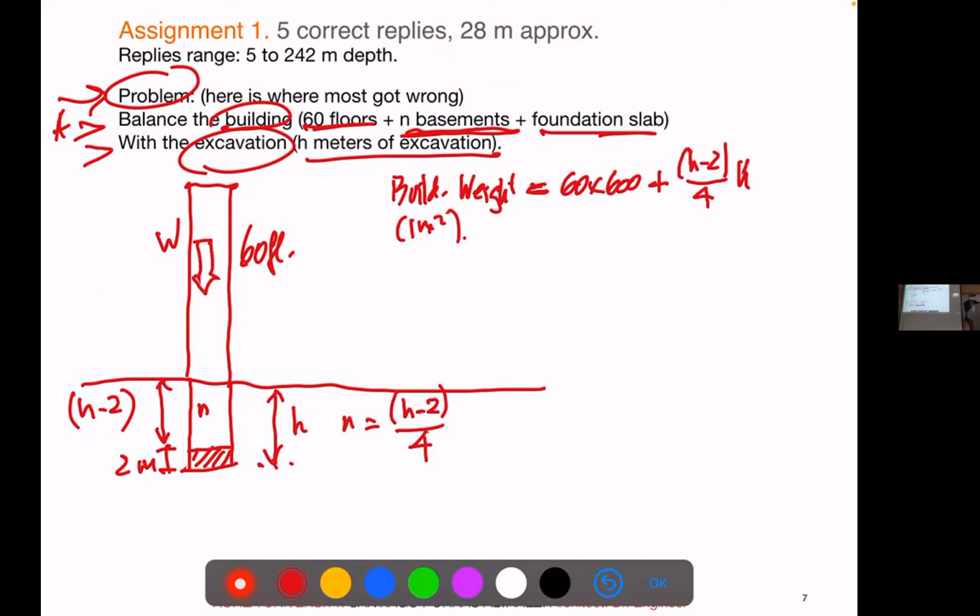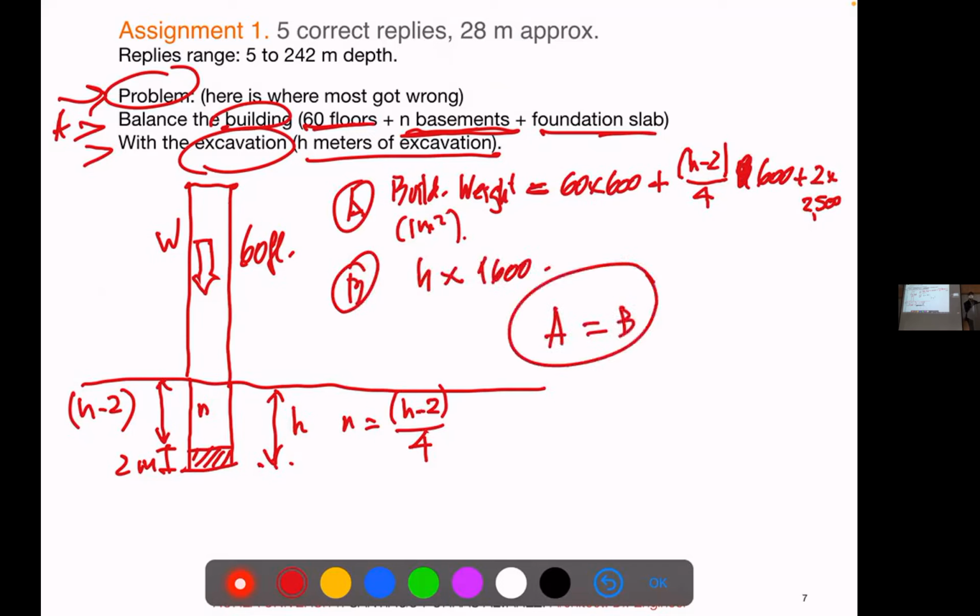No, this is not right. This is 600, right? Plus 2 multiplied by 2,500, which is the weight of the foundation. This is side A. Side B is h multiplied by, we said 1600, right? So make A equal B, and then it's just a normal equation.